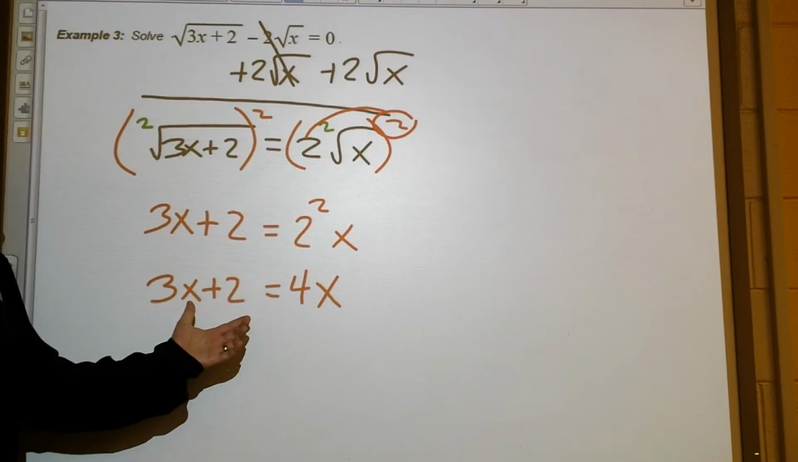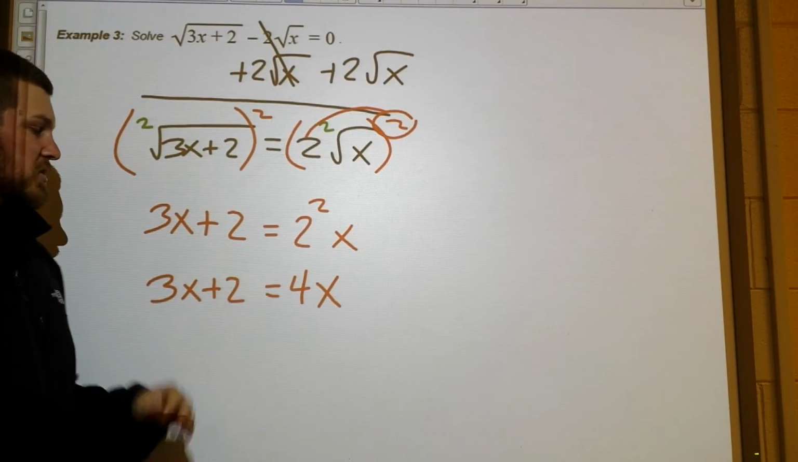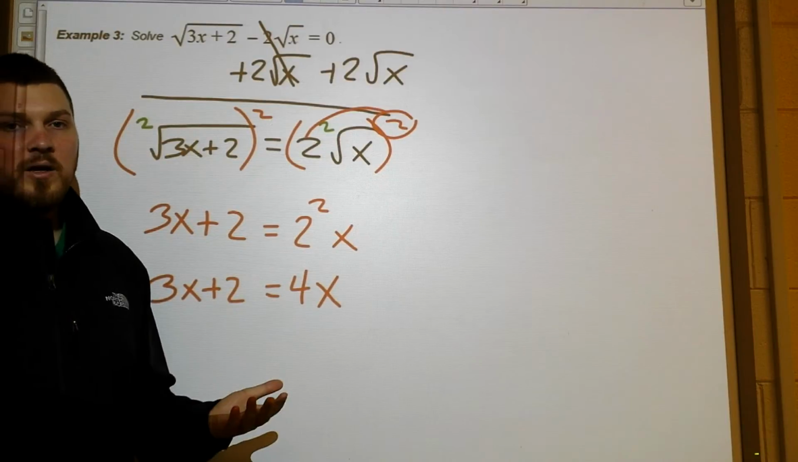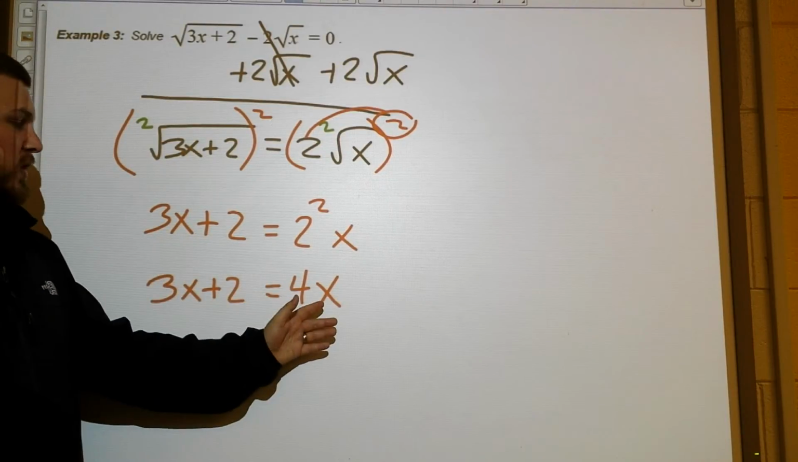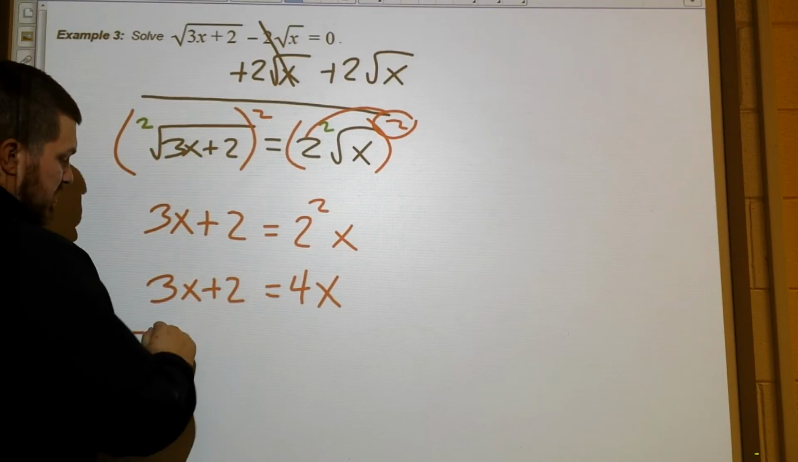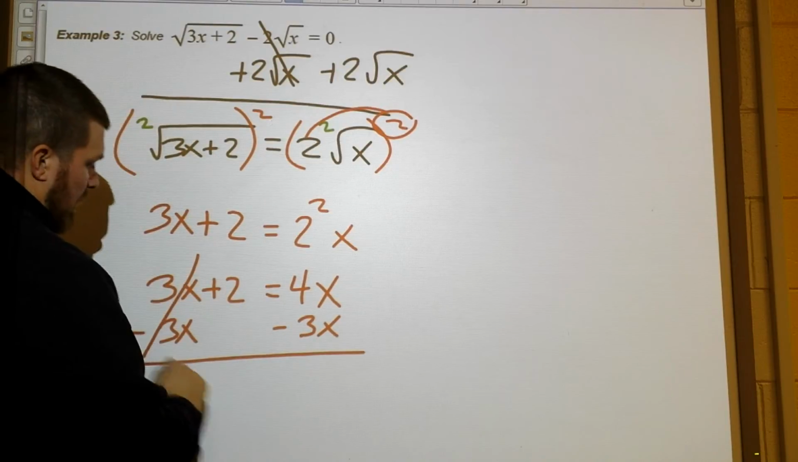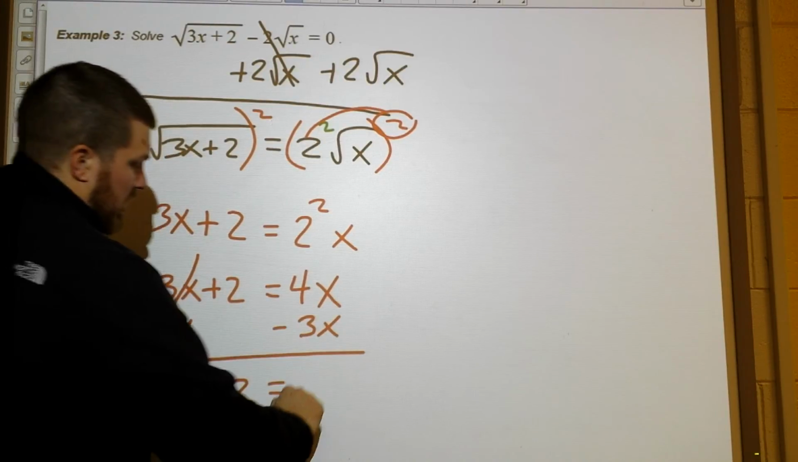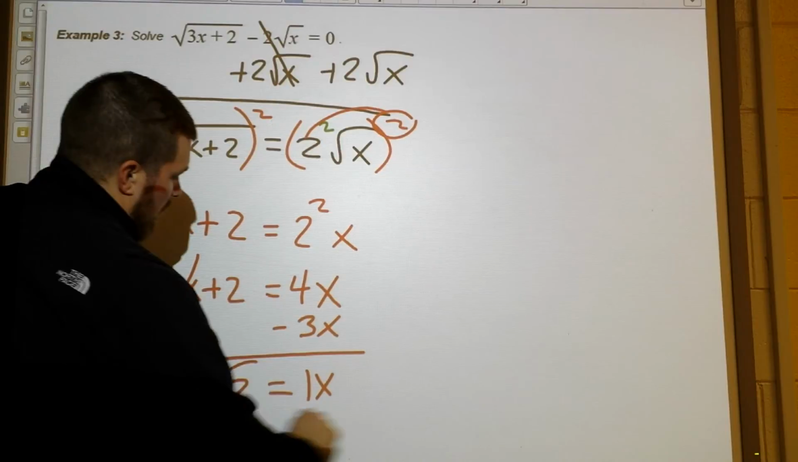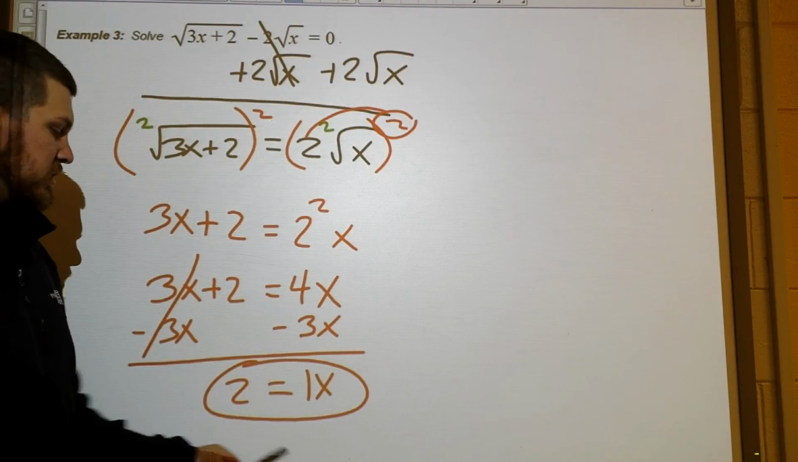Now it's very similar to what we did in chapter 1. We have a variable on both sides of the equation. Our next step is to choose what side we want our variables to be on. I want my variables on the right, so I need to move 3x over to the right by subtracting 3x on both sides. 2 falls down, and I end up with 1x. So my only answer here is 1x, or sorry, 1x is equal to 2.